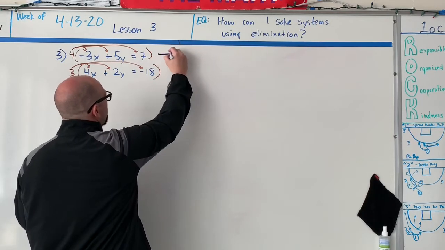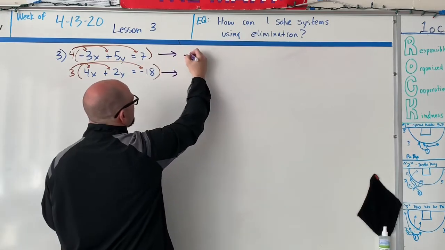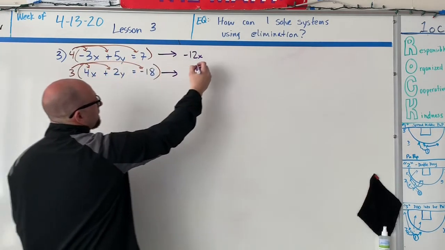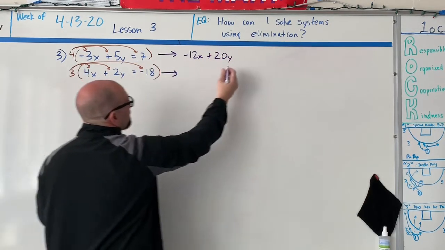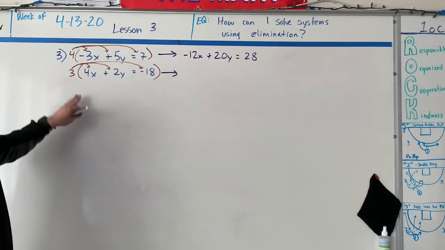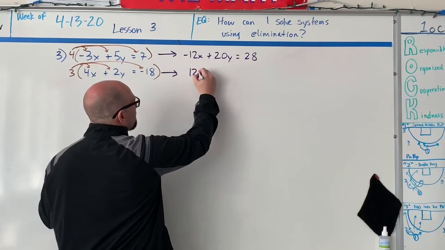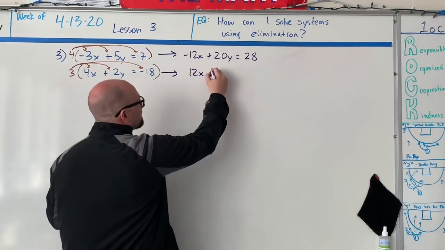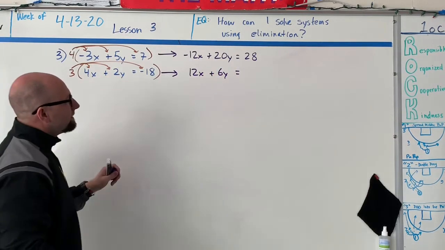All right. So 4 times -3 is -12x. 4 times 5 is +20y. And 4 times 7, 4 touchdowns, is 28 points. Then we've got 3 times 4x, that's 12x. 3 times 2y is 6y. And then 3 times -18, okay?